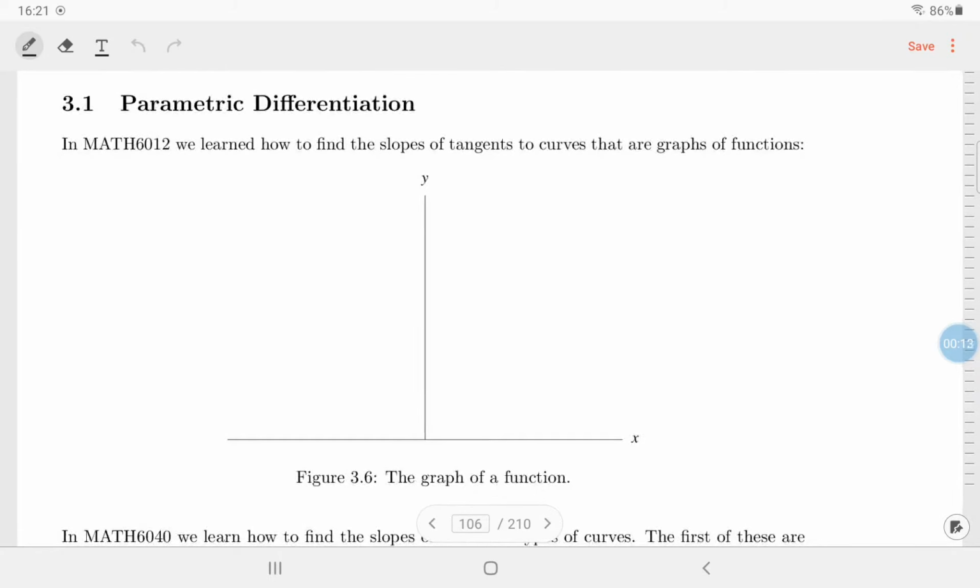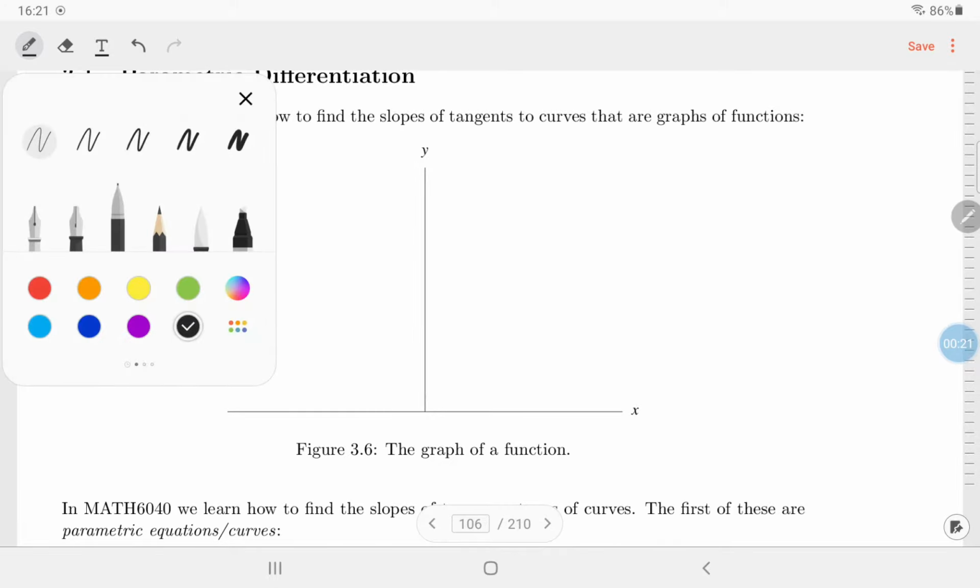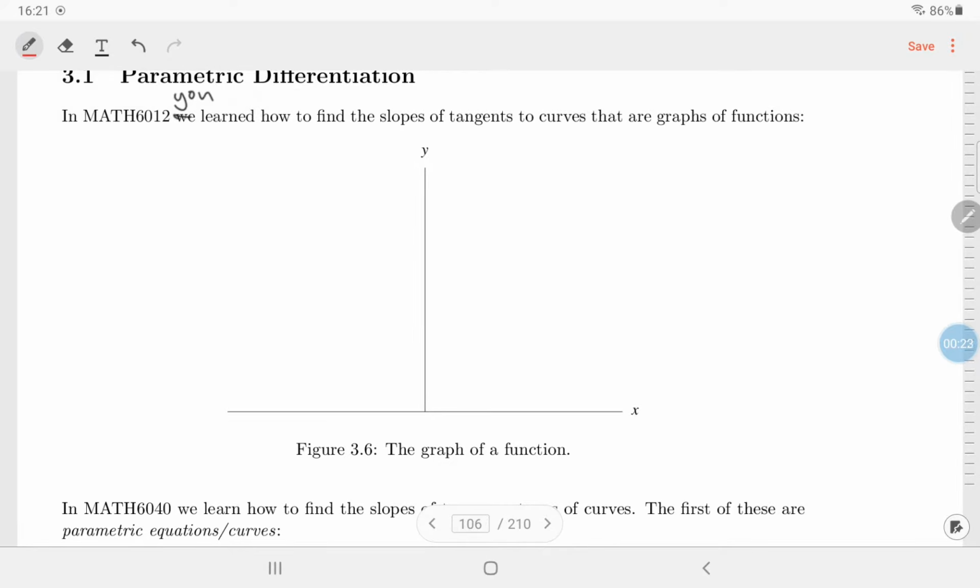So last semester, you learned how to find the slopes of tangents to curves that are graphs of functions. So if I draw the graph of a function, I'm going to be starting over on the left and ending up on the right, basically moving left to right, and I can't go back on myself. So let me explain this. We usually draw this cubic kind of a thing.